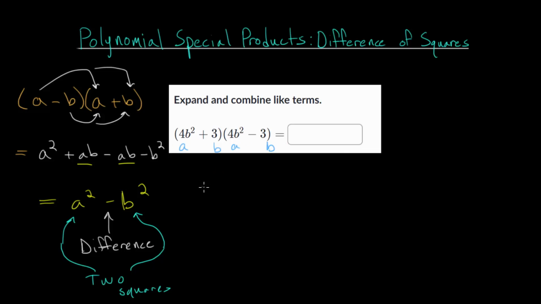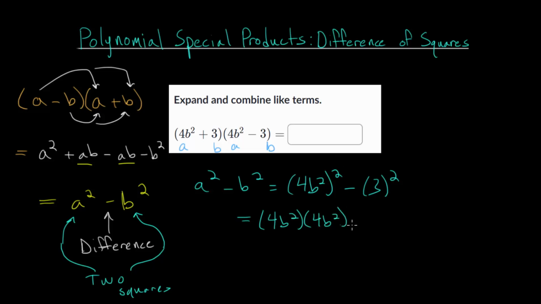So just applying that formula, a squared minus b squared, we would get 4b squared, squared, and then we subtract 3 squared since b is 3. And we simplify. So 4b squared, we could really just write it twice, 4b squared. And since we're squaring it, we get 4b squared again. And then 3 squared, we know it's just 9.